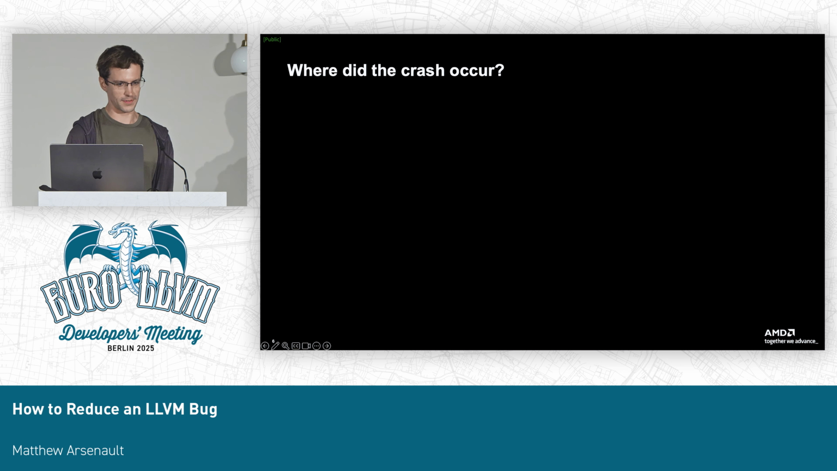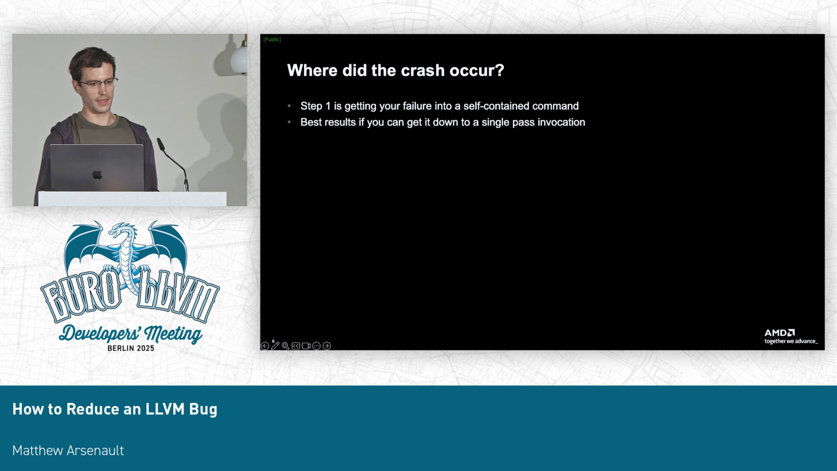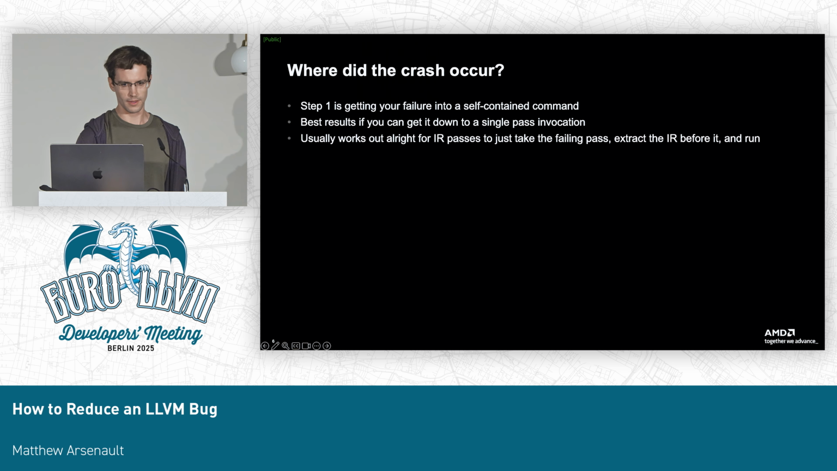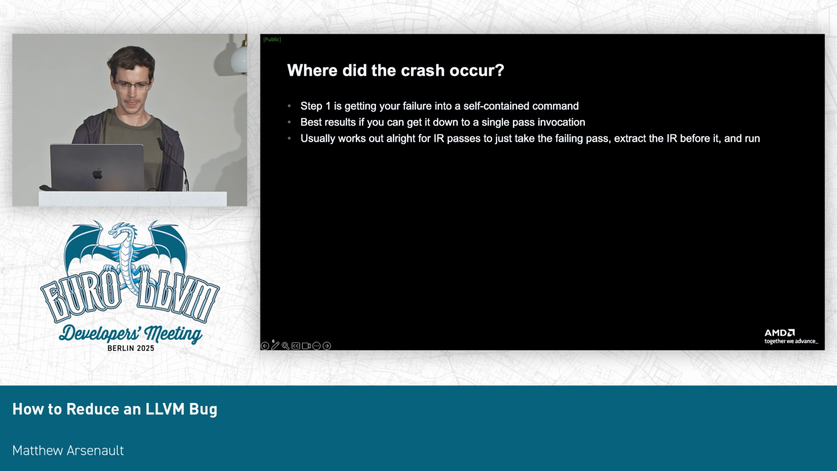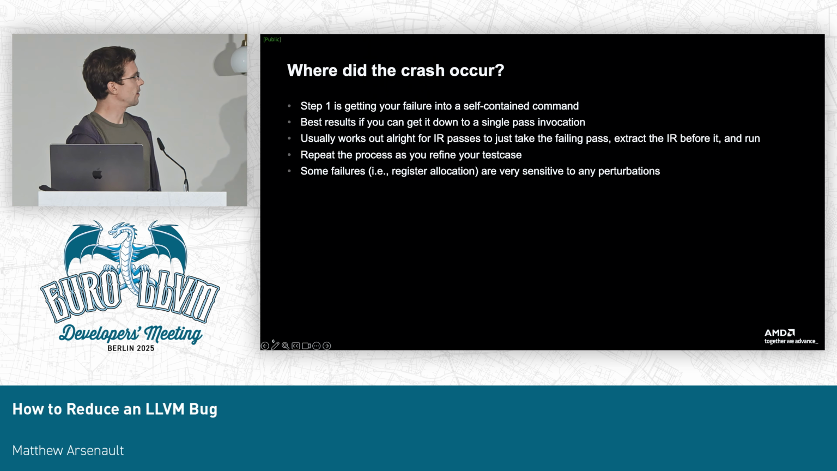So the first step is you need to figure out where the crash occurred, and you want to get that into a self-contained IR command that reproduces the failure. You get the best results if you can get that reproduction command down to a single pass run. It usually works out all right to just take the IR at the failing pass, extract the IR right before it, and run. This is one of the benefits of a modular compiler IR. Repeat the process as you refine your test case. Some failures are super sensitive to the exact state of the compilation at that moment, like anything in the register allocation pipeline, and you may need to work harder to reproduce.